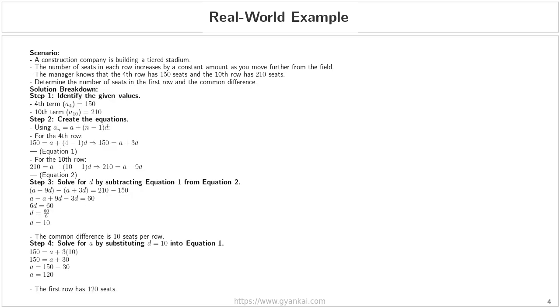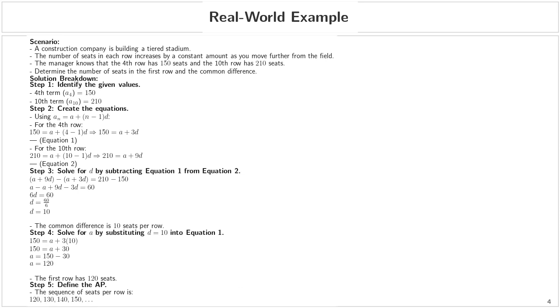Next, in step 4, we solve for the first term. We can take our value of d equals 10 and substitute it back into equation 1. This gives us 150 equals a plus 3 times 10. Simplifying that, we get 150 equals a plus 30. By subtracting 30 from both sides, we find that a equals 120. So, the first row contains 120 seats.